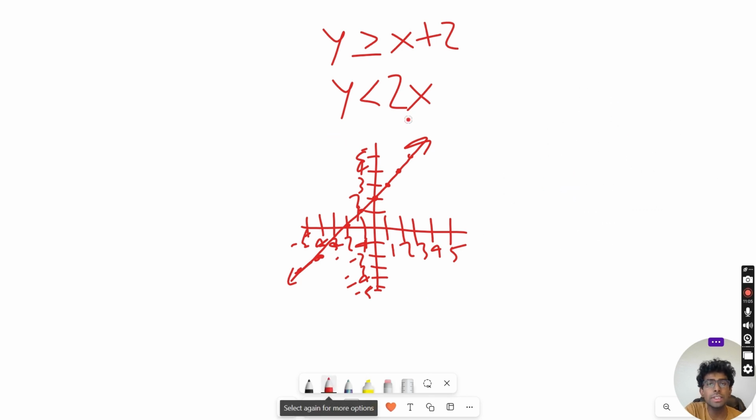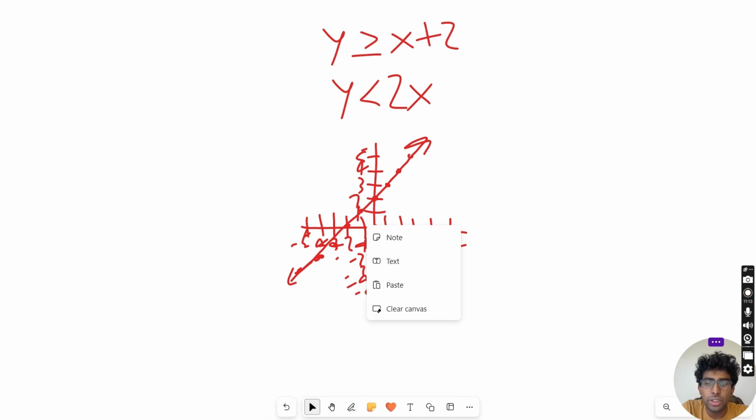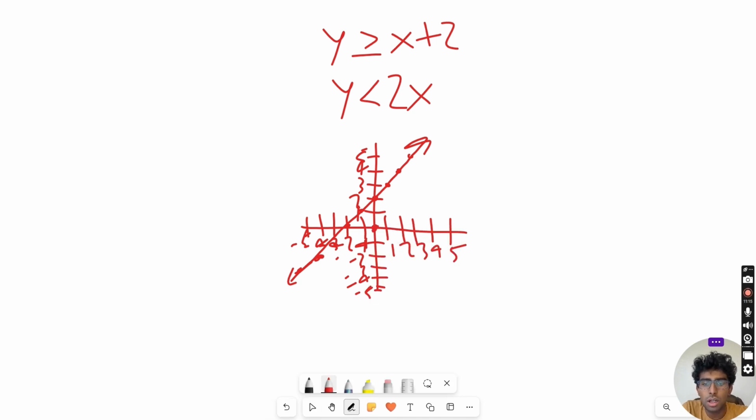All right, so now we're going to graph this one. Our y-intercept is 0. We're going to go up 2 to the right 1, up 2 to the right 1, up 2 to the right 1, down 2 to the left 1, down 2 to the left 1. All right, so this line right here is what we're dealing with.